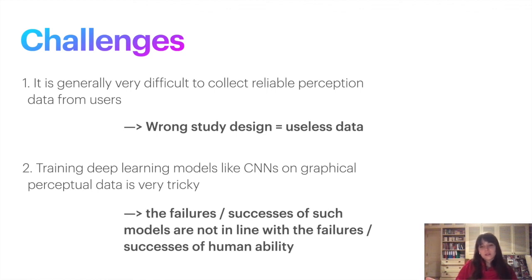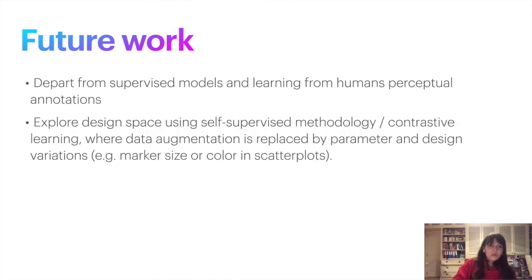Conversely, you have perceptual tasks where humans are very good and deep learning networks are bad. This mismatch is really problematic, and you have to be very, very careful to train these types of models. So for these reasons, in the future, I'm trying to depart from these supervised models learning from human perceptual annotations. I will try to explore the design space of visualization using self-supervised methodology or contrastive learning, where data augmentation is replaced by parameter and design variations like marker size or color in scatter plots.